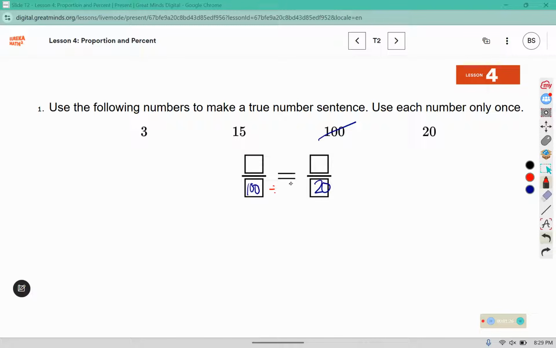So if I'm thinking about equivalent fractions, 100 divided by 5 is 20. What numbers could I place on the top that would give me an equivalent fraction? Well, 15 divided by 5 is 3. So these are equivalent fractions. This is just the reduced version of this fraction.